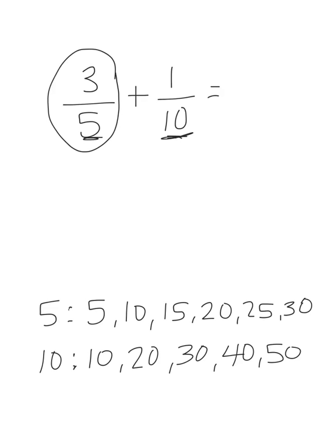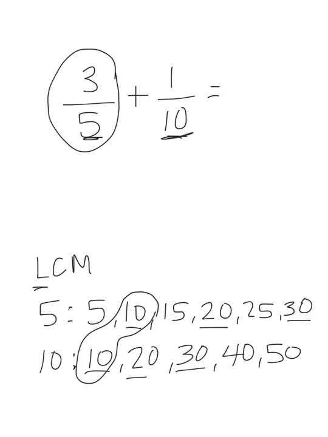So let's look at all the ones that they have in common, because remember, we're trying to find that least common multiple. I have 10 in common, and 20, and they have 30. And again, 5 and 10 have more in common, but as of right now with the list that we have, there's only 3 on our list. Now, let's look at that least common multiple. The common multiple with the least amount of value is 10.